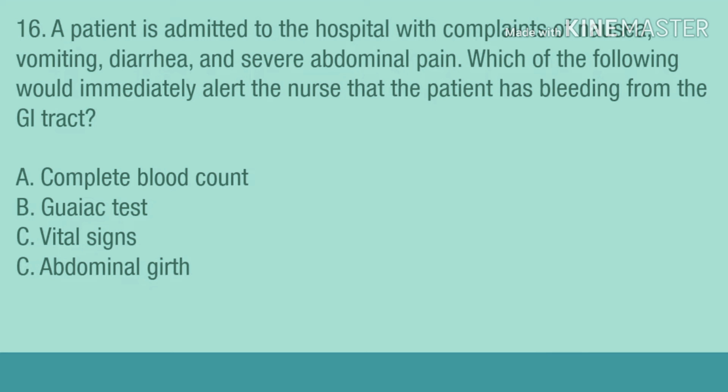Question 16. A patient is admitted to the hospital with complaints of nausea, vomiting, diarrhea, and severe abdominal pain. Which of the following would immediately alert the nurse that the patient has bleeding from the GI tract? A. Complete blood count. B. Guaiac test. C. Vital signs. D. Abdominal girth.